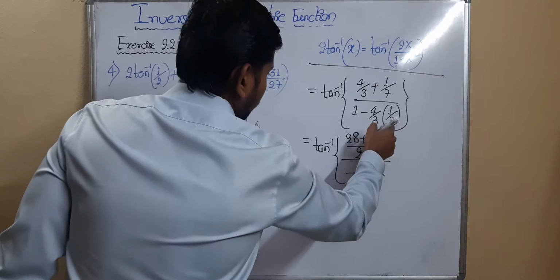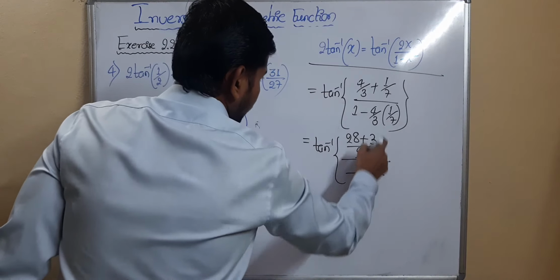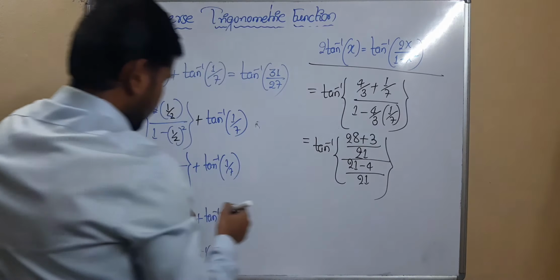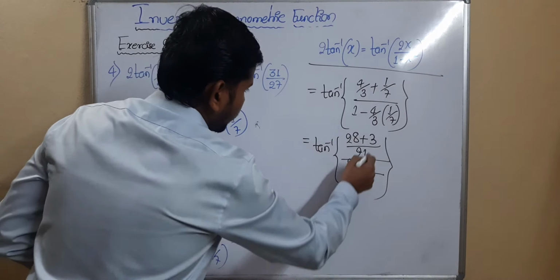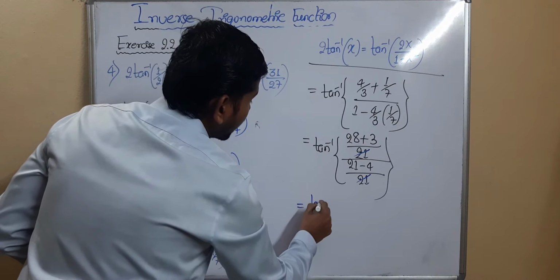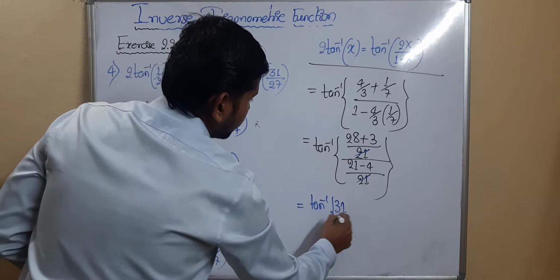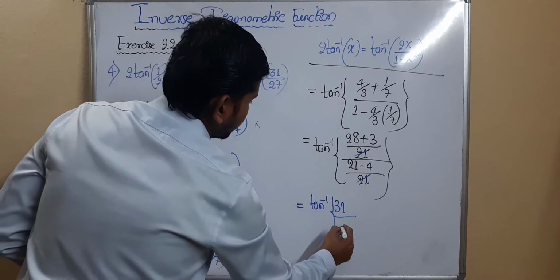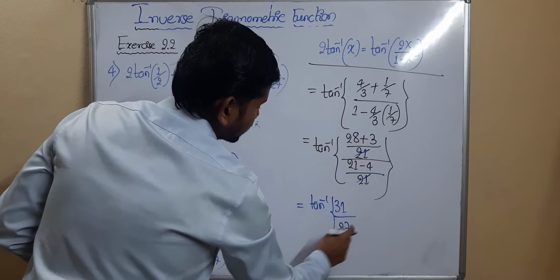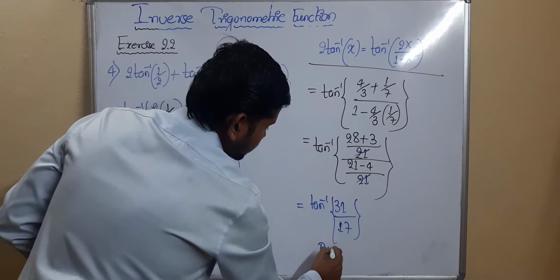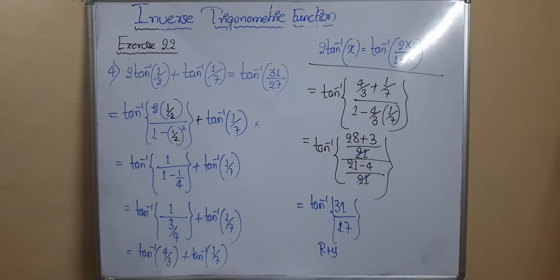Now what about the LCM? 21. 21 into 1 will be 21 minus 4. Now then what about next? 21 cancelled. Tan inverse of 28 plus 3, 31, divided by 21 minus 4, which will be 17. Now we got the required RHS part. Okay, now done it.